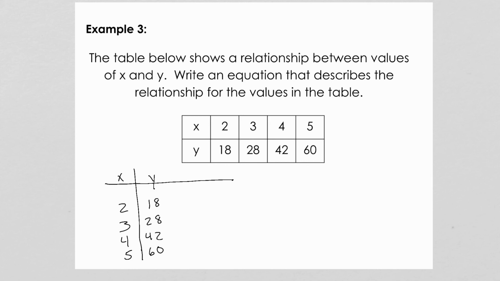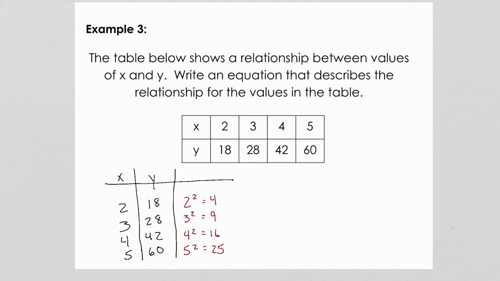So we're going to have to figure out what this relationship is, just like we've been doing. I'm going to start out with squaring my x term, 3 squared, 4 squared, and 5 squared. All right, which is, we're dealing with 4, 9, 16, and 25. Now we have to figure out how I can get from 4 to 18, from 9 to 28, from 16 to 42, and from 25 to 60.